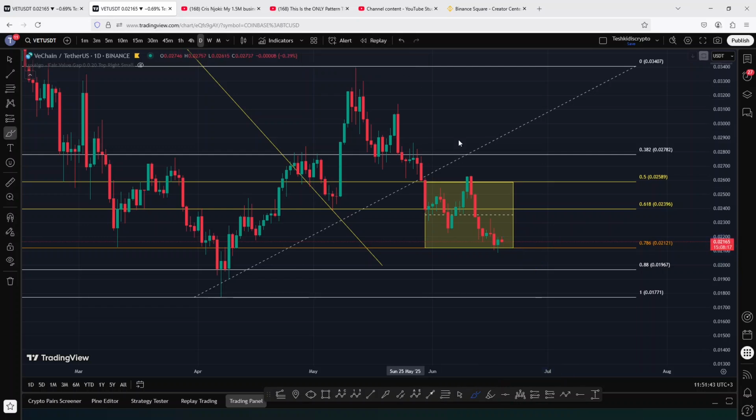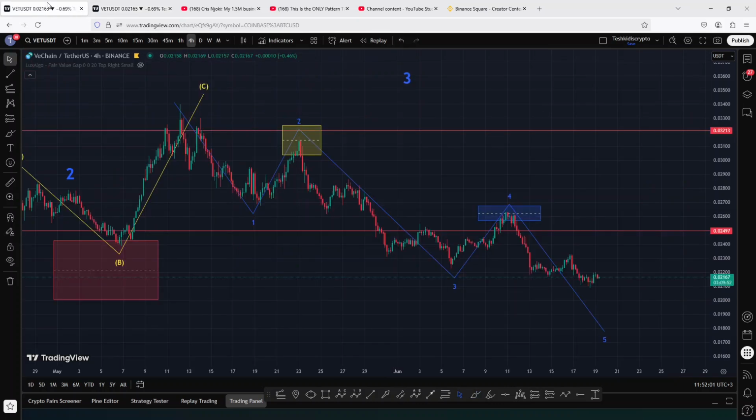But if by any chance we lose that line of support, then a more bearish case scenario will be unfolding, where I will expect a reset of the lows we made on the 7th of April above the 0.01771 as my next target area. So that is all that I'm expecting on the daily chart.